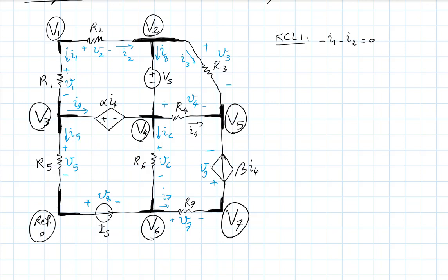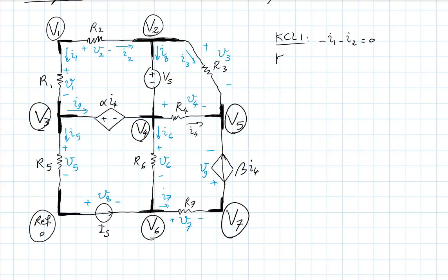And I can continue writing this for all the other nodes. But what we would also like to do is that eventually we are going to replace these with node voltages, or in terms of node voltages. But before that, let's continue writing all the KCLs, and then we'll replace all of them.